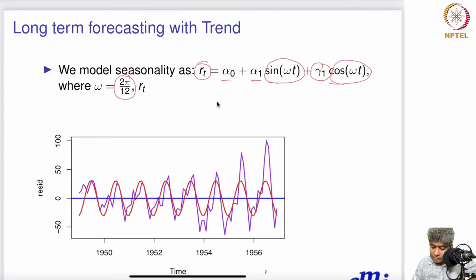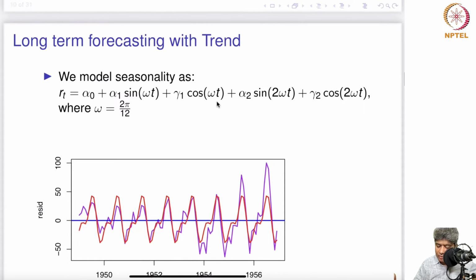If we fit this simple model with one Fourier term, you can see that it models the residual to a greater extent, but there are places where it is not very well captured.